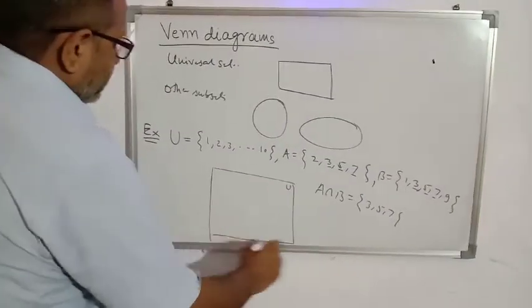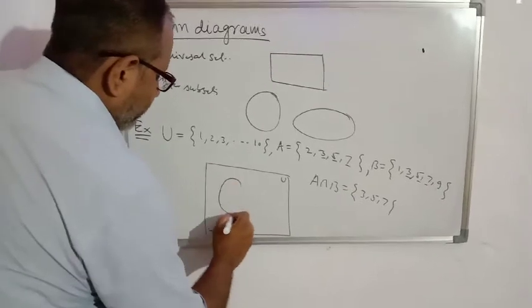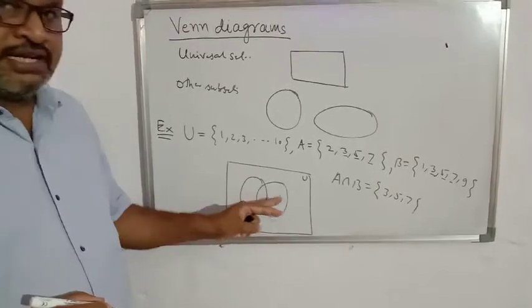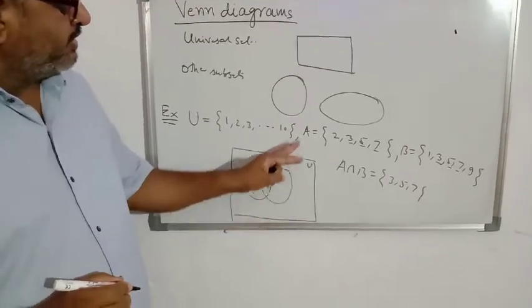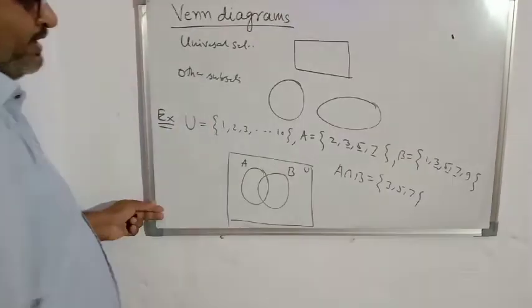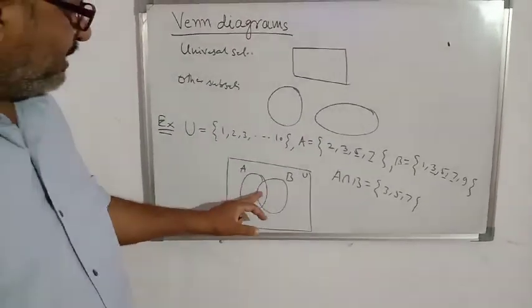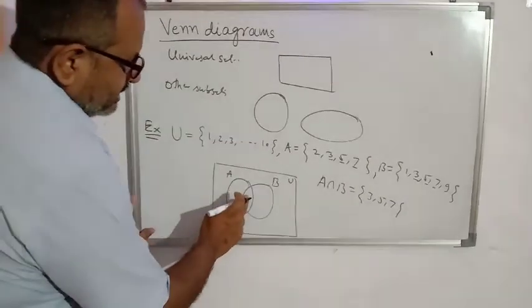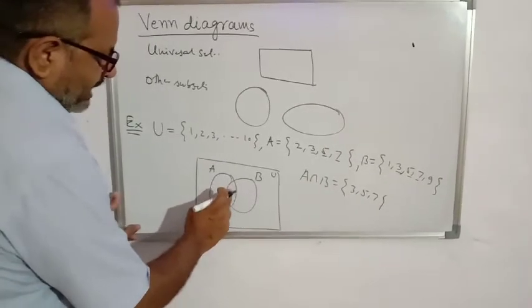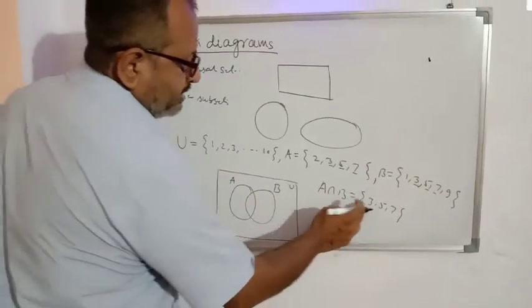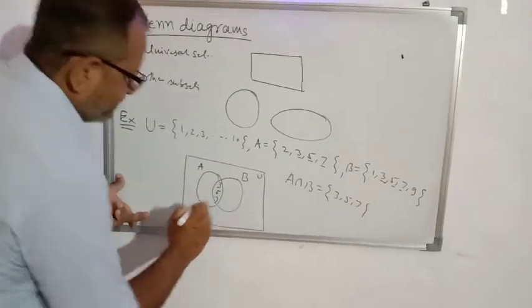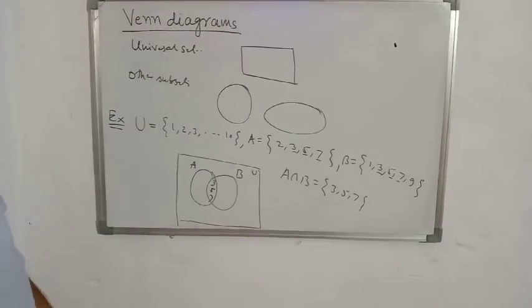So after drawing the universal set, we will make two intersecting circles inside the rectangle, one circle for set A, another circle for set B. Firstly, we will write the numbers in the intersection region. This region is common in both. So firstly, we will write the common elements in this region. Common elements are 3, 5, 7. So we will write 3, 5, 7 in the common region.